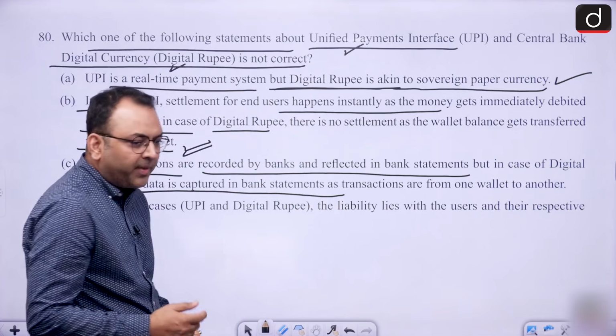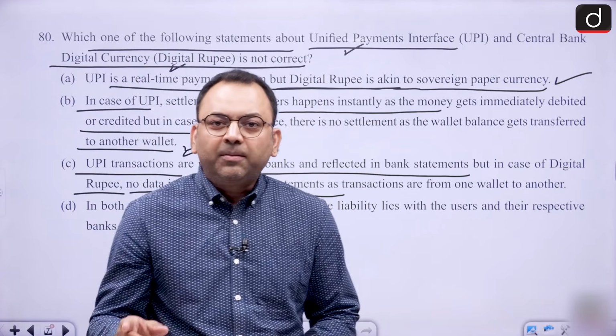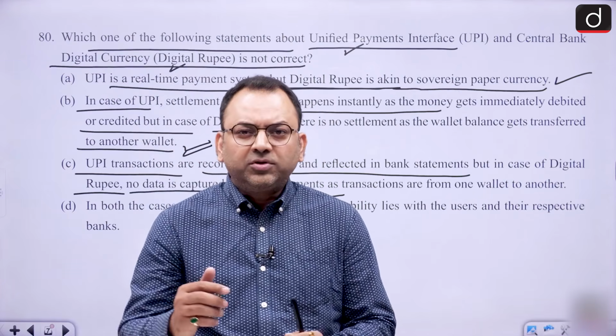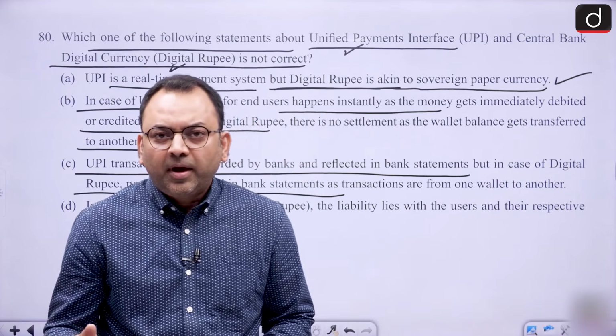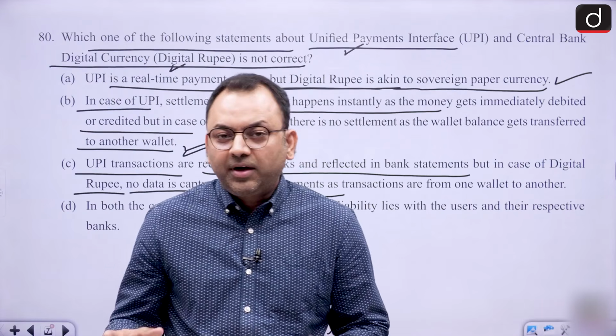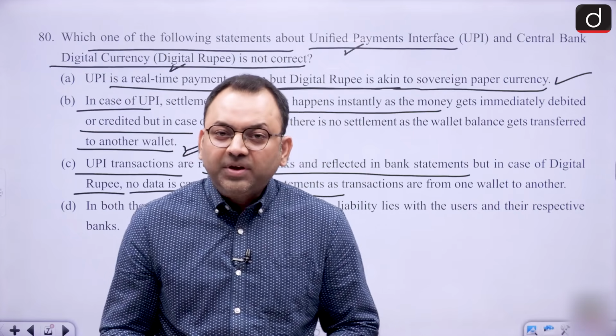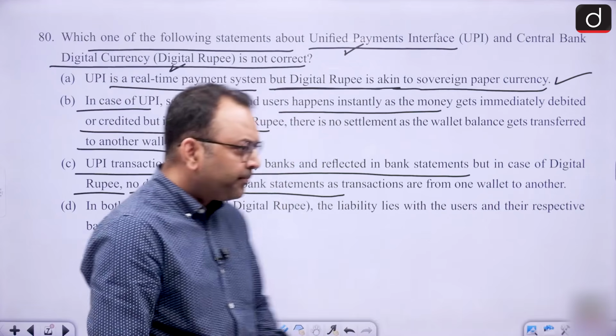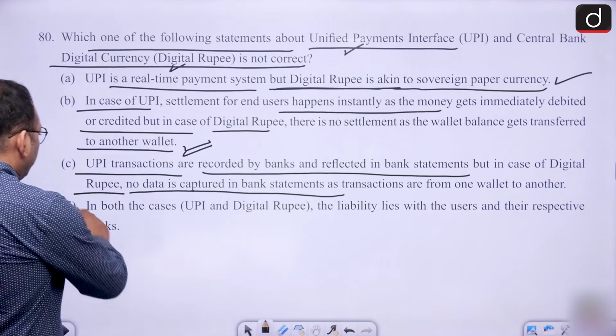But in the case of the digital rupee, no data is captured in the bank statement. That's true, because it's now between wallet to wallet, because the banks have given the money to you in your wallet. Suppose you have shifted 100 rupees from the bank to the wallet. Those 100 rupees now are being transferred between wallets. That's not a part of the bank transaction, because that's out of the bank system. So this is also true.